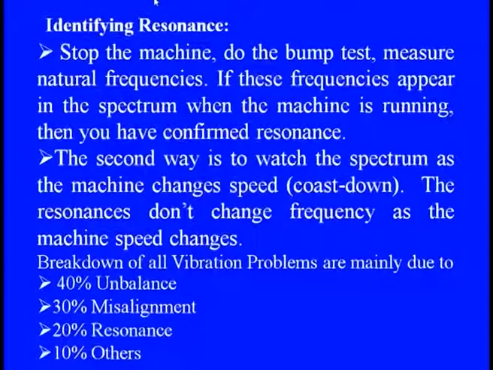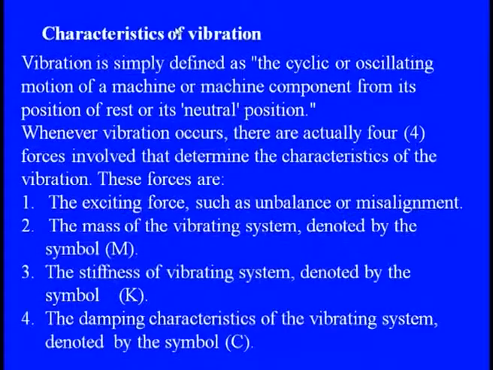So, when we are talking about a significant amount of vibration in these machines, 40% of the contribution is from unbalance, 30% from misalignment, 20% from resonance, and the remaining 10% are various other causes. So, we can characterize this vibration with its cyclic order, because we know that vibrations are nothing but cyclic loading or oscillating motion. And when we do that, there are four forces involved, and to characterize those things, we need to consider those forces together.